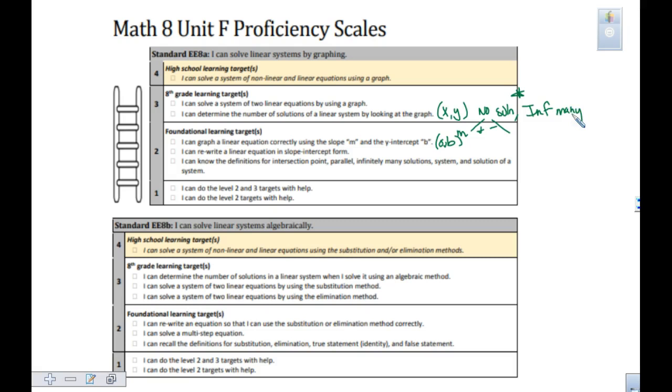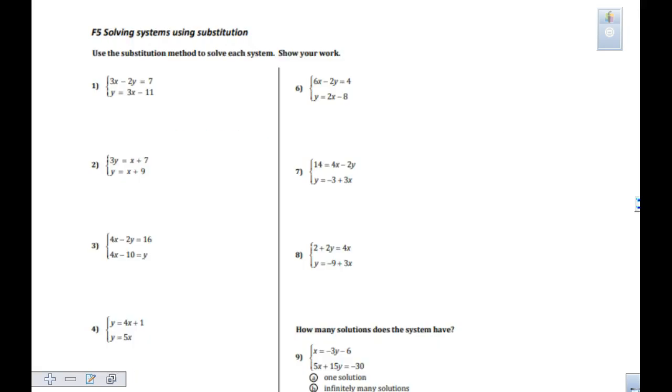And then this part down here, doing it algebraically. So today, I am going to be checking homework. Algebraically, again, you can rewrite them to use both substitution and elimination. This is what your quiz will be on next week. So today, I'm going to have you go back to your F5. F5 in your workbook starts on page 38.